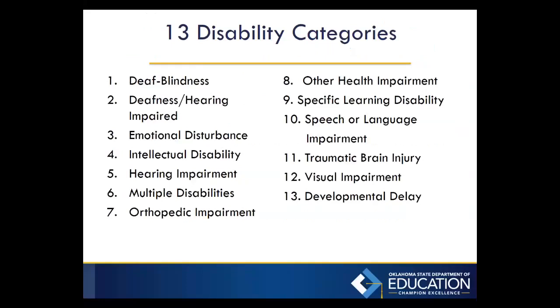The 13th one, the developmental delay, is something that all school districts in the state of Oklahoma have to make the determination on at the end of the school year every year. Do they want to classify and place children in special education under the category of developmental delay, or do they want to do a specific category? And in our handbook, there's some real good information about considerations for developmental delay.